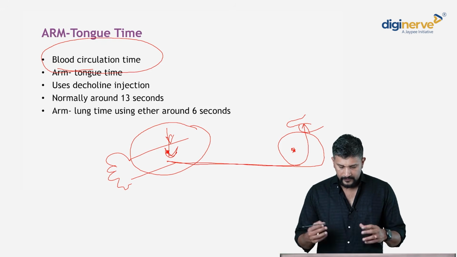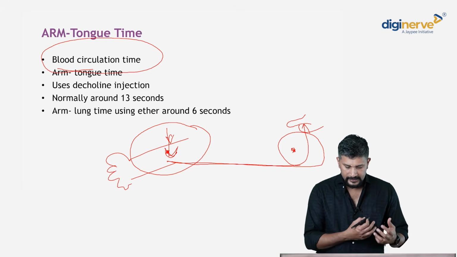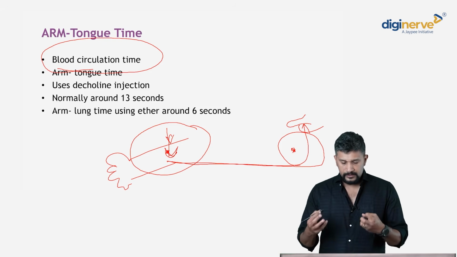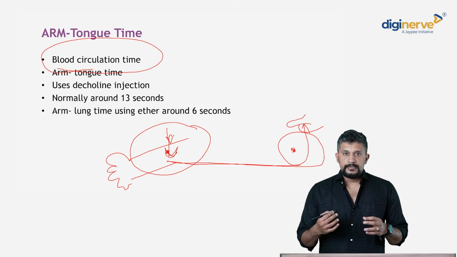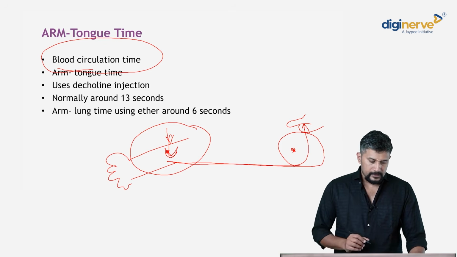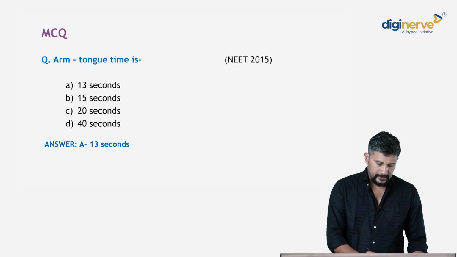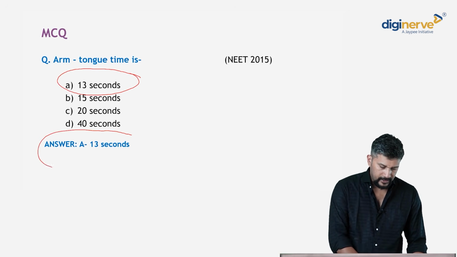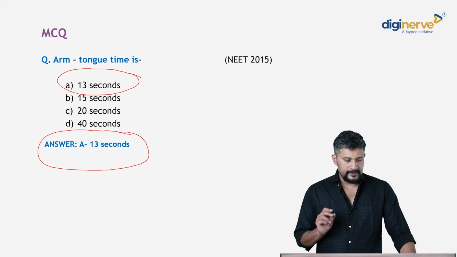And similarly, you can have an arm to lung time wherein you inject intravenous ether in saline into the arm, and then you check for the presence of ether in your expired air. And this is taken as the arm to lung time, which is normally around 6 seconds. So we need to remember that the arm tongue time is around 13 seconds, and therefore the correct answer for this question is option A, 13 seconds. Your arm tongue time is usually around 13 seconds.